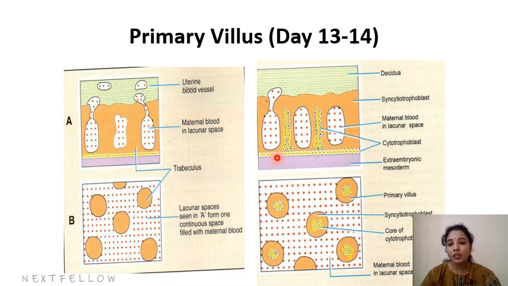And later slowly the cytotrophoblast starts growing into the syncytium like a projection, which are called primary villi. So this is called primary villi. If you take a cross section, we see the cytotrophoblast surrounded by the syncytiotrophoblast, which is surrounded by the maternal blood in the lacunae.